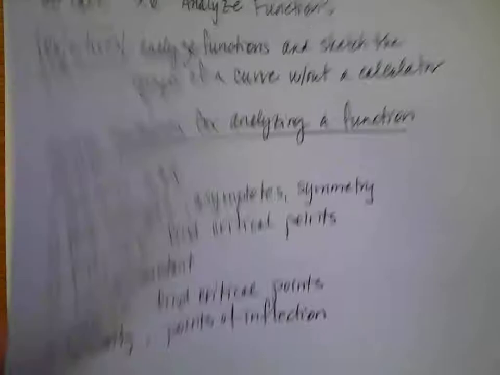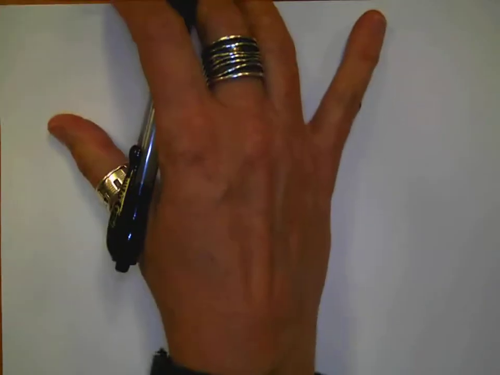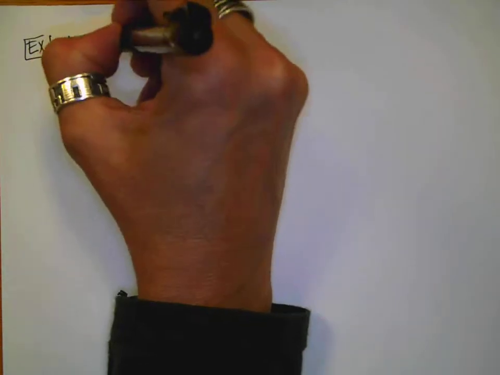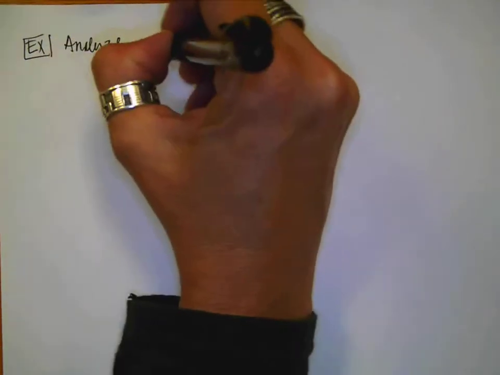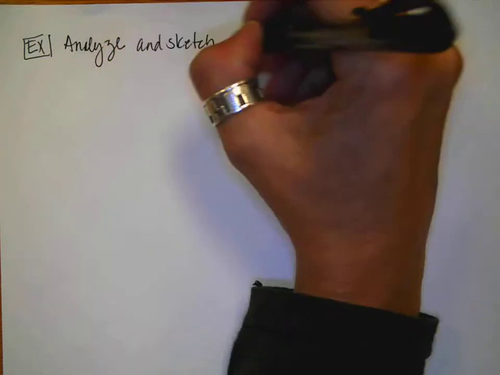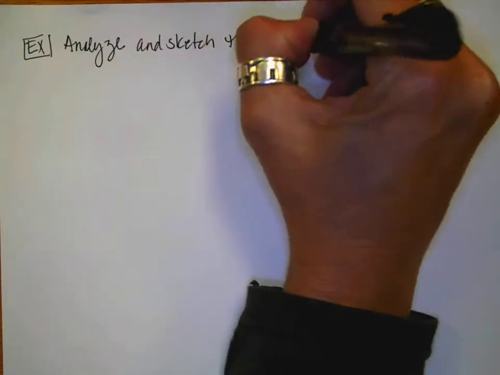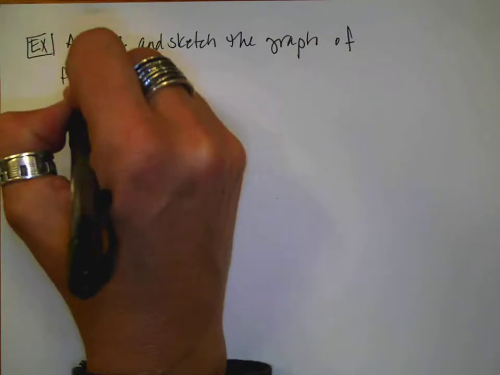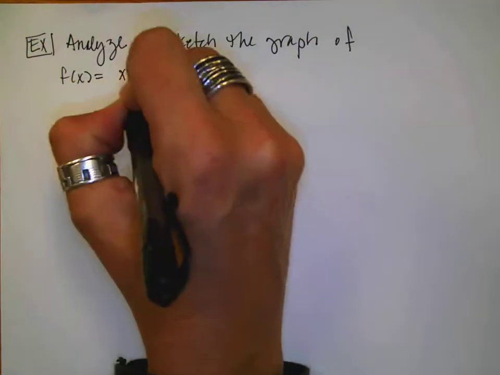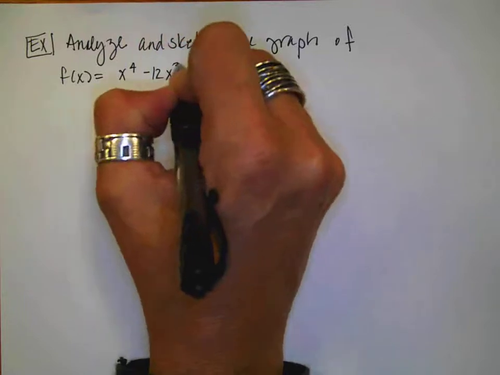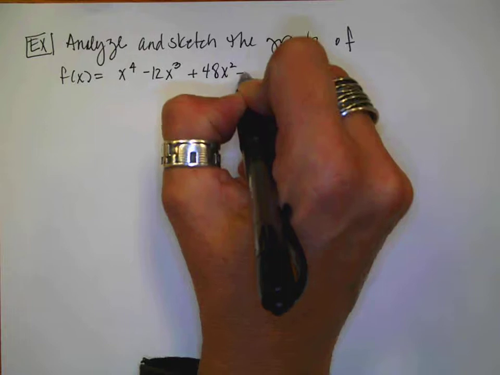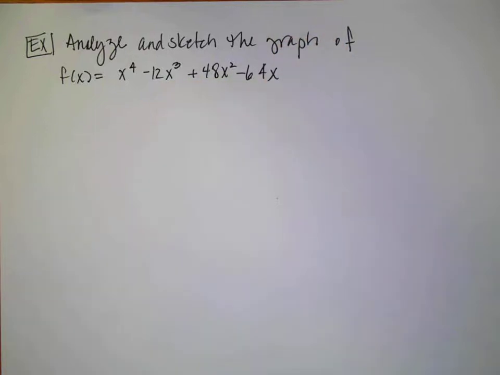All right, so I'm going to start a new sheet so we can do a longer example. The example is going to say analyze and sketch the graph of, and we're given the function f of x is equal to x to the fourth minus 12x cubed plus 48x squared minus 64x.